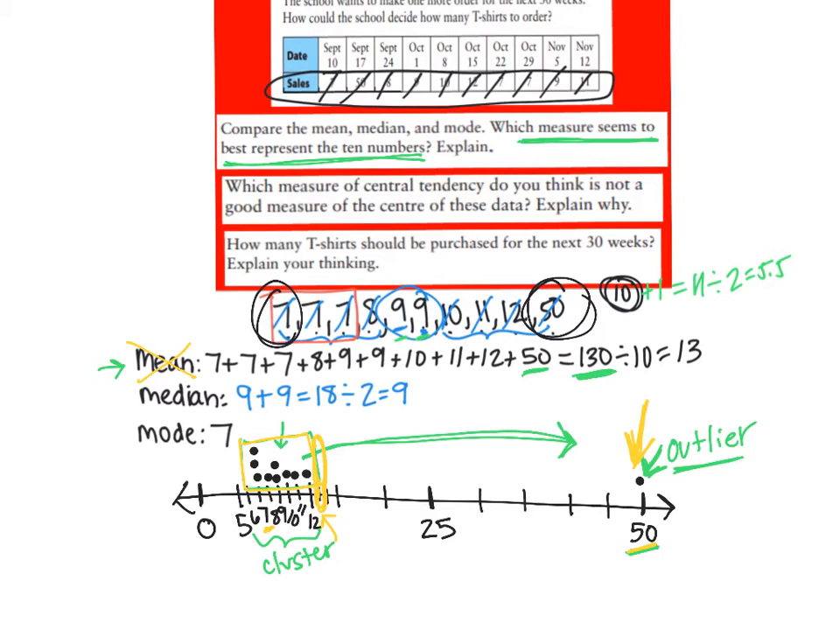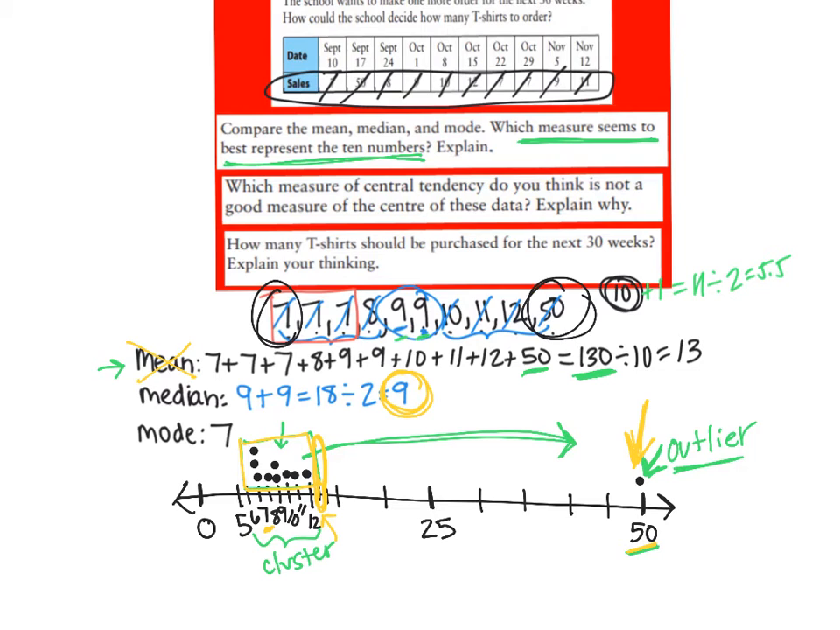So when the mean doesn't work, we always go with the median, okay? We don't really want to know the most popular number, okay? We want to know about how many are sold each week, okay?